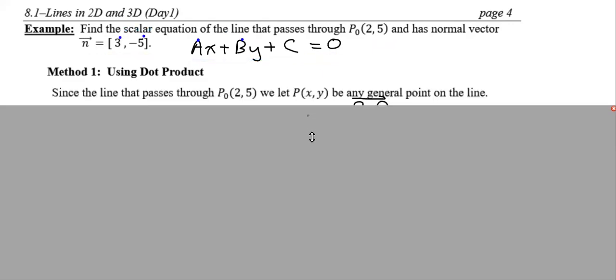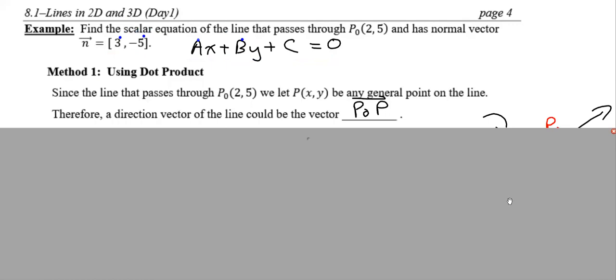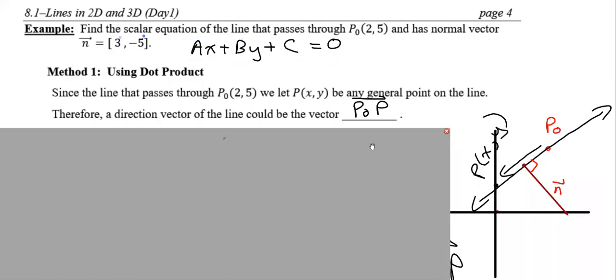But here, to use the dot product, what you can do is try to get a little visual on this. So it has to pass through the point (2, 5). So roughly here, 2 and then 5. So that would be P0. And the normal vector is (3, -5). So there's a normal vector drawn just for reference. You could draw it right from point P, which means you'd have to go 3 to the right and 5 down to get that normal vector, following what the normal vector tells us.